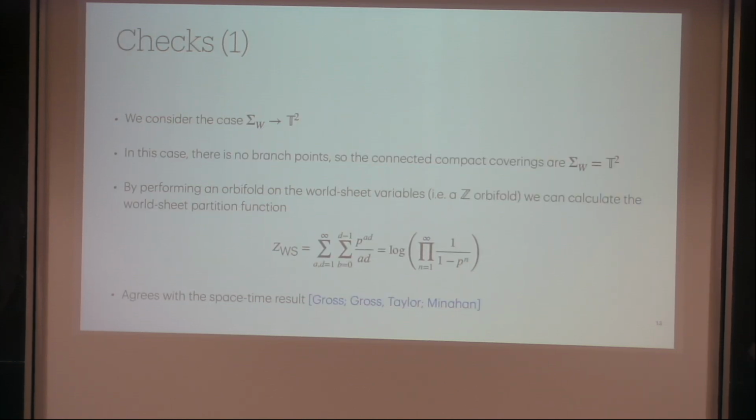So some checks that we have done. The first check that I already mentioned is to put the target space on the torus. In this case, as I mentioned, there is no branch point. I should just consider the connected compact coverings of the torus. And then we can calculate the partition function in this case exactly by doing an orbifold on the worldsheet. And that's the final result. And this exactly agrees with the David Gross and Washington Taylor result.